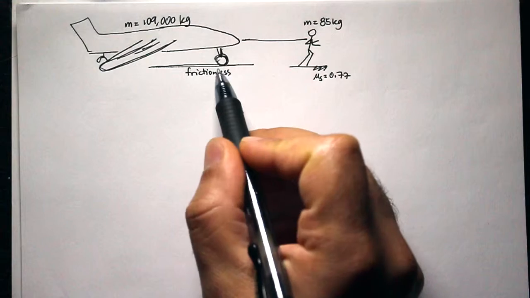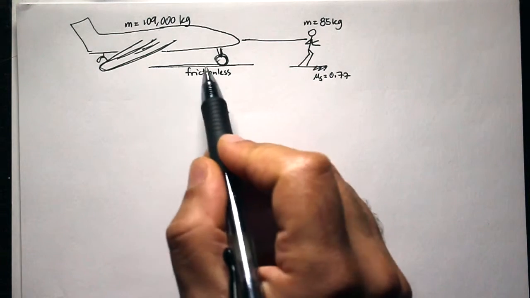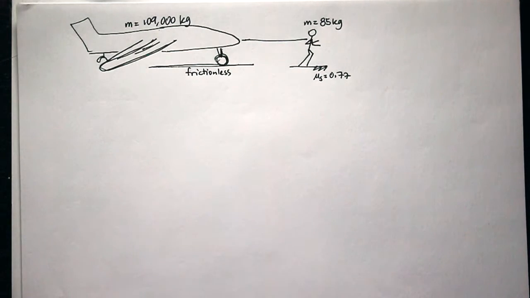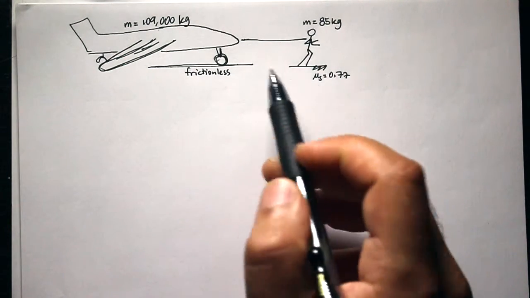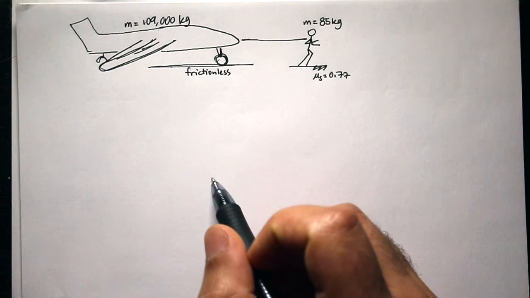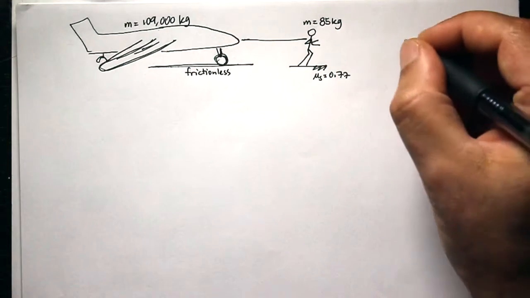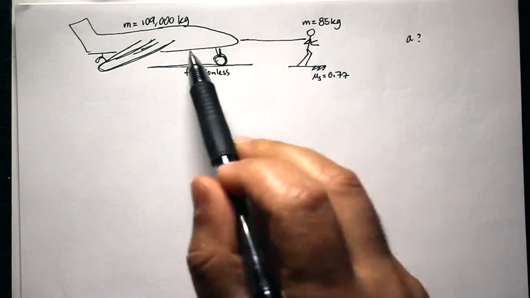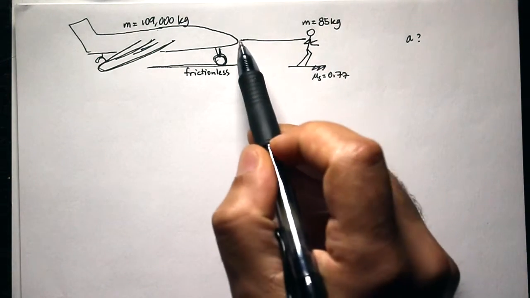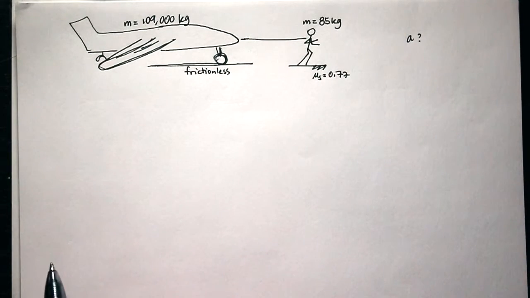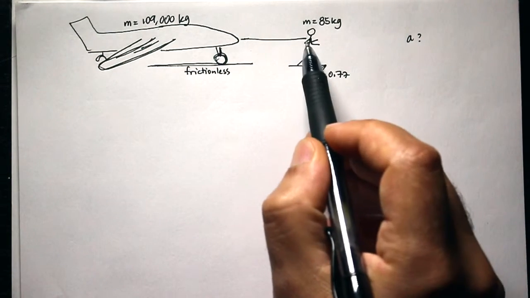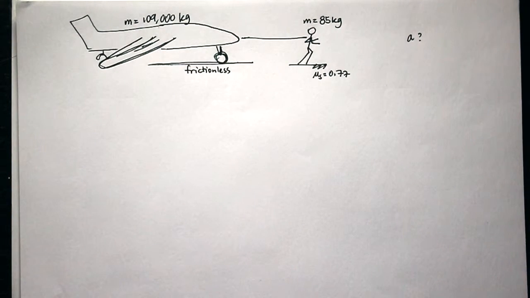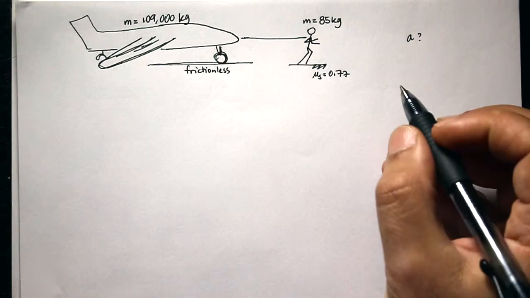But the plane, because it's on some wheels, we're going to ignore the friction between the wheels and the tarmac, and just think of it as frictionless. Okay, that's what the problem is saying. And then the question really is, what is the acceleration of the plane and the person? They're both moving with the same acceleration. If this rope is really transferring the tension properly, then they're both going to be moving with the same acceleration.